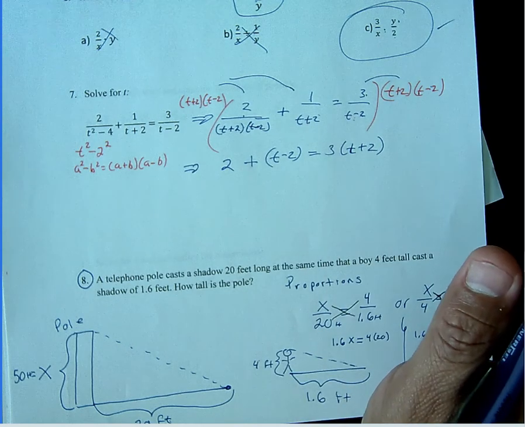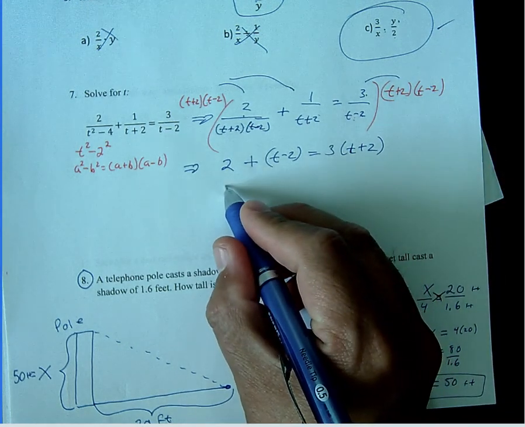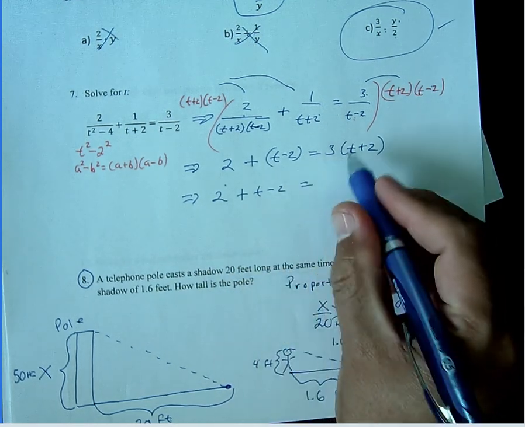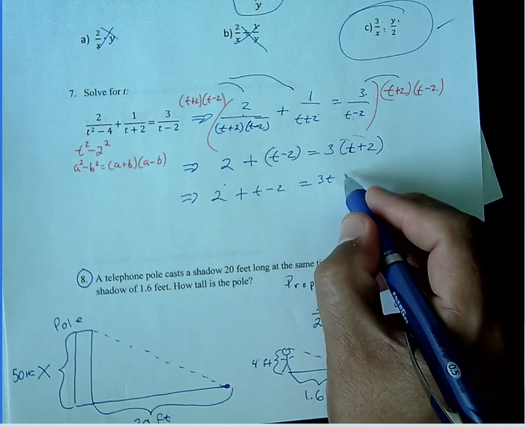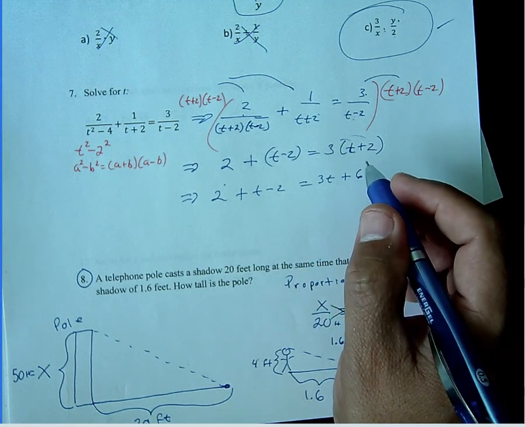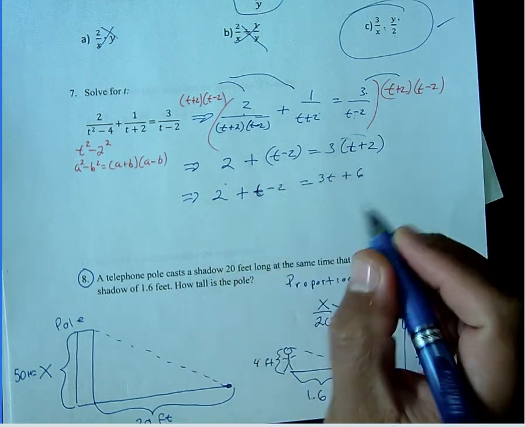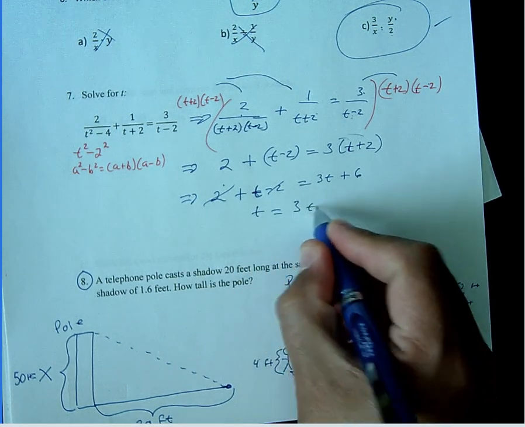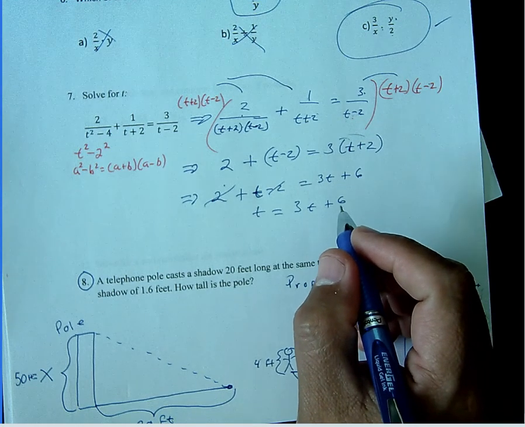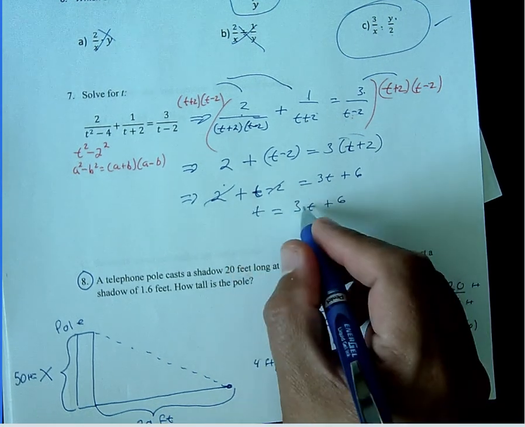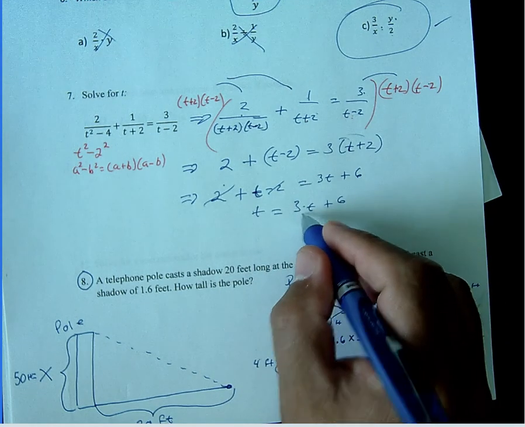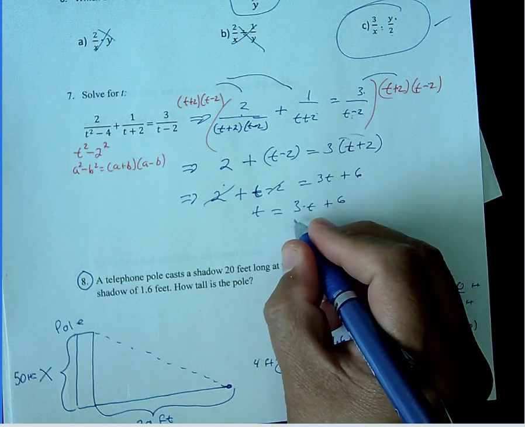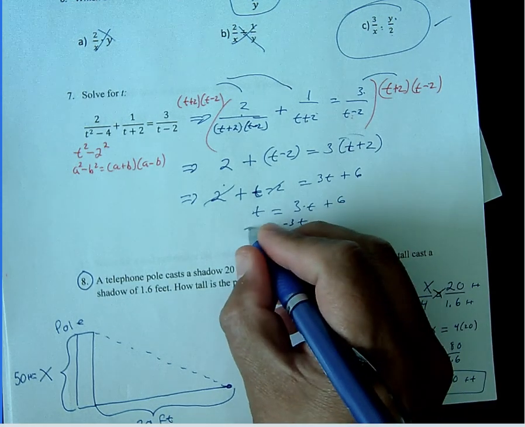So now it looks easy, because all you have to do is t plus 2 minus 2 equals, distribute that, 3t plus 6. 2 minus 2 just becomes 0, so you end up with t equals 3t plus 6. You can bring this one over and this one this way and then divide, or you can bring this one over here. I think it's not going to make a difference, so let's go with the negative. It's going to be the same.